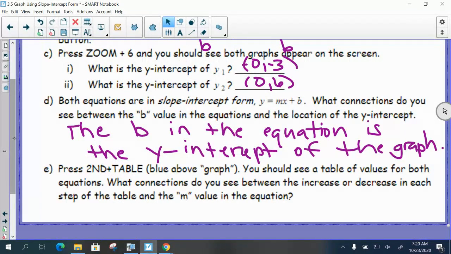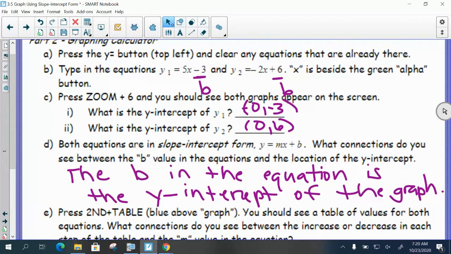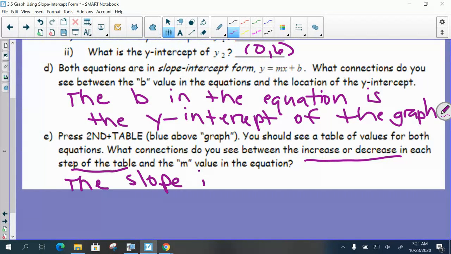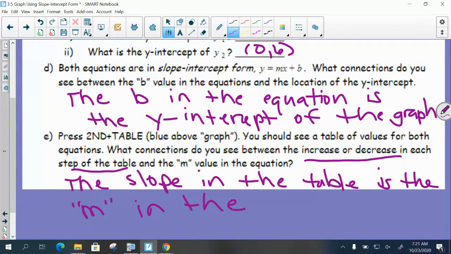Well, they're asking you, how does that compare to the m value? Well, the m value in y1 is 5. The m value in y2 is negative 2. So once again, they are the same. So the increase or decrease in each step of the table is called the slope. So the slope in the table is the m in the equation. And if it's negative, that means it's decreasing.